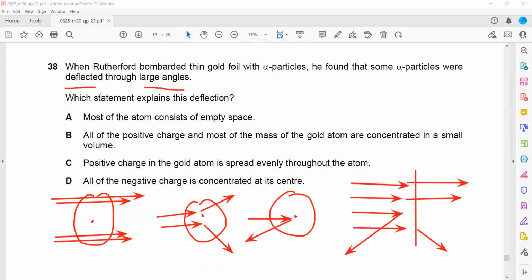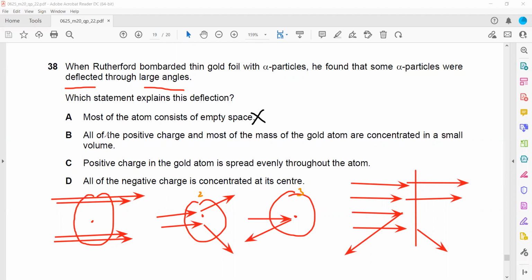So we have to explain why he found some of the alpha particles deflected through large angles, like statements 2 and 3. Some of the alpha particles deflected through large angles or changed their direction. So what might be the reason they changed direction? They changed direction because the nucleus contains a charge, and because mass is present in the nucleus. So most of the atom is empty. This is true, but that does not explain why the alpha particles change direction. So A cannot be the answer.